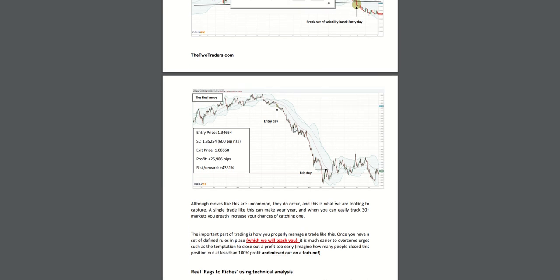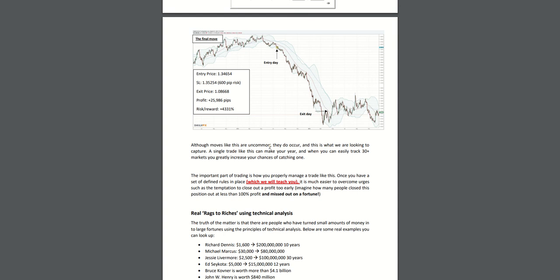But this was a lovely move, and we can see here profit 25,000 pips, or 26,000 pips. Risk reward 43 to 1. What we're looking at, and you're going to find out all about this, is what you're risking to your reward. It's very, very important in trading to make sure that your risk to reward is correct, and your money management as well.